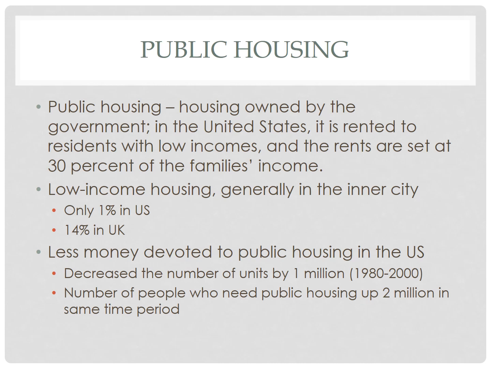But we don't see nearly as much money devoted to it here in the United States from the federal government. For example, just to give you some numbers, because again, we don't like to make statements without backing them up with some evidence. Between 1980 and 2000, the number of public housing units decreased by about 1 million. But the number of people who would have qualified for public housing went up by about 2 million people during the same time period, 1980 to 2000.